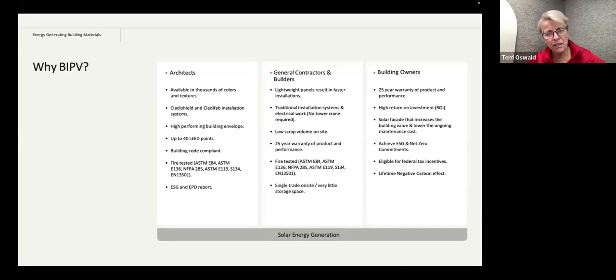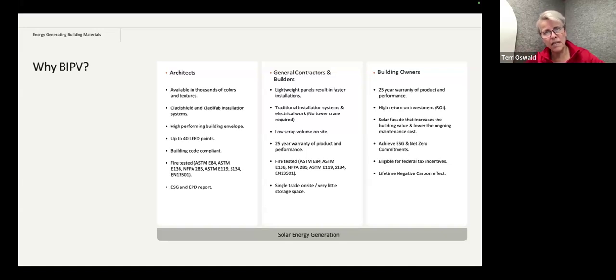Different installation methods. Of course, if you can't install it easily, what's the point? We've taken care of that. You've got a high performance building envelope. You've got something that could provide LEED points. You've got building code compliance and all the testing certification that you could ever ask for. ESG and EPD reports can be supplied. So that's from your perspective for today.